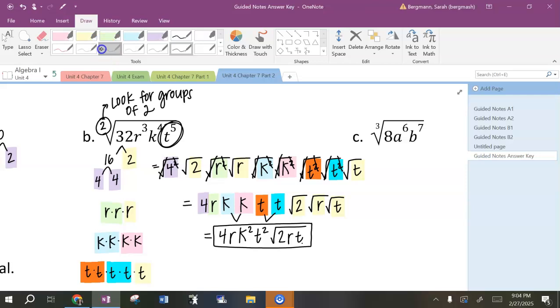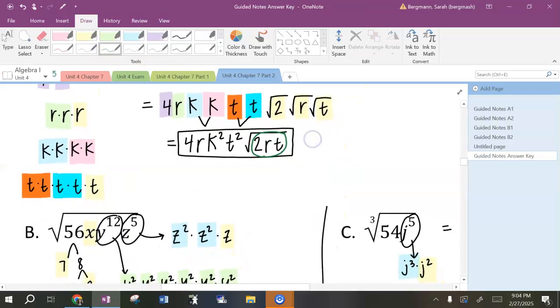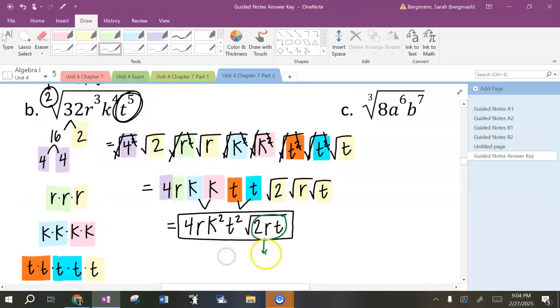So essentially, what you might want to start to recognize is that any leftover factors belong under the root. Any leftover factors without a pair or without a match or a perfect square.